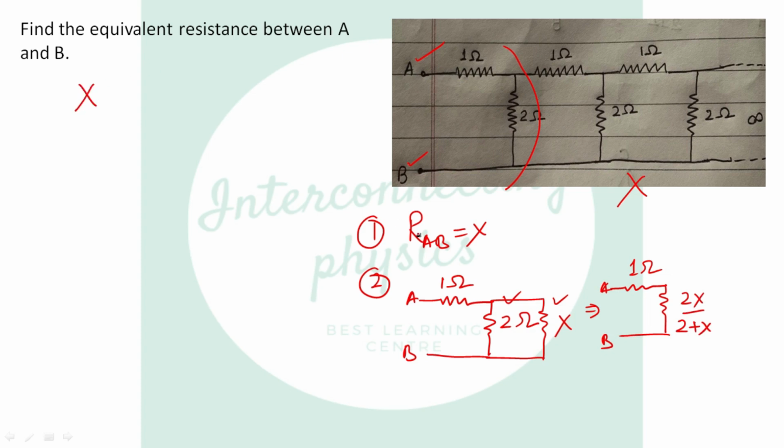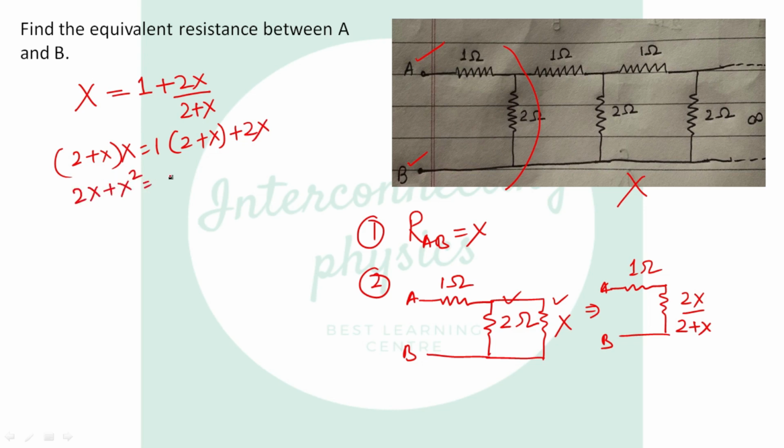Why X? Because we have assumed the resistance between A and B is X, which is equal to 1 plus 2x divided by 2 plus x. If we take LCM, the answer will be (2 plus x) into x equal to 1 times (2 plus x) plus 2x, and this is 2x plus x square, which is 2 plus x plus 2x. 2x cancels out with 2x, so the answer is x squared minus x minus 2 equal to 0. So this is a quadratic equation. Let us solve this for x.